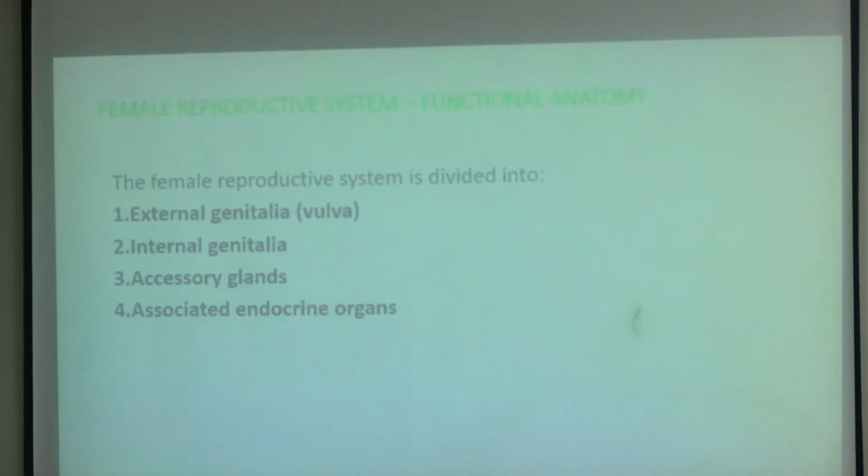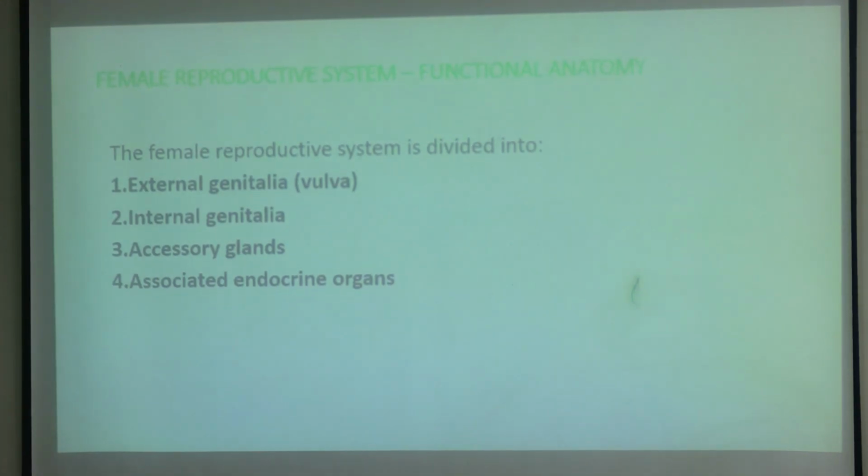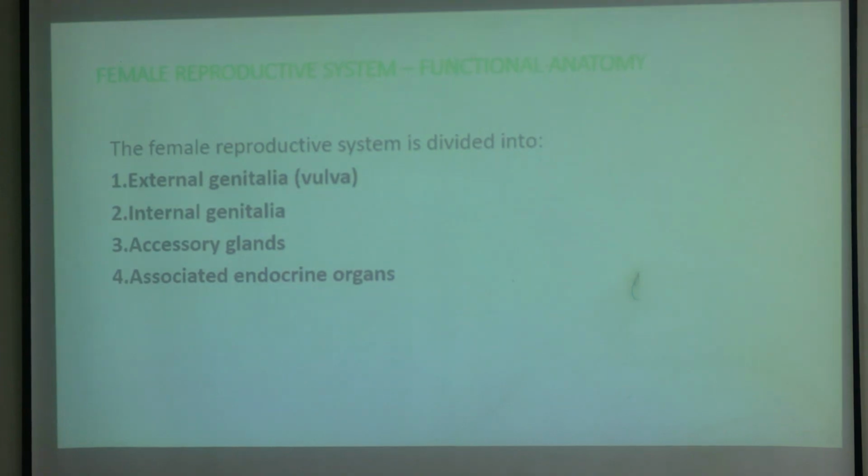Mainly, the female reproductive system is composed of the external genitalia, and that external genitalia is also known as the vulva. The second most important part is the internal genitalia. In the reproductive process, the external genitalia and internal genitalia play an important role, and their roles are equal. Other than this, there are certain types of accessory glands and some associated endocrine organs that are also equally important.